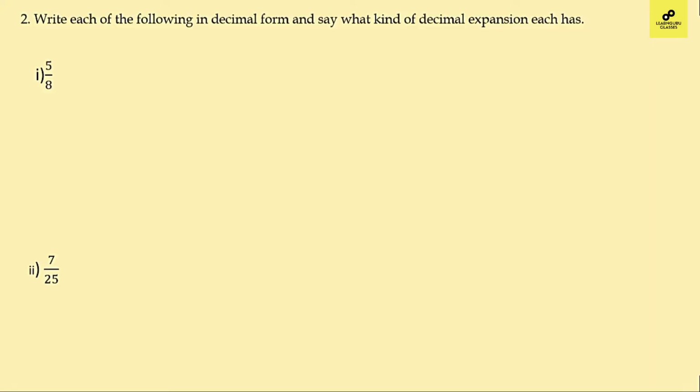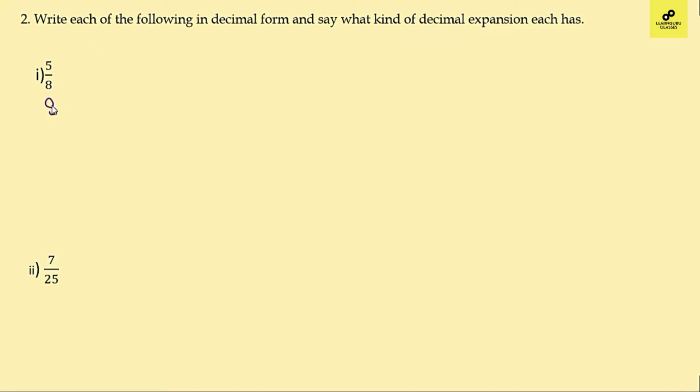The second type of sum is: write each of the following in decimal form and say what kind of decimal expansion each has. So here you have to do two things. One, you have to convert the fraction into equivalent decimal form, and the second thing, you have to identify whether it is a terminating decimal expansion or a non-terminating and repeating decimal expansion. So the first example is 5 by 8.